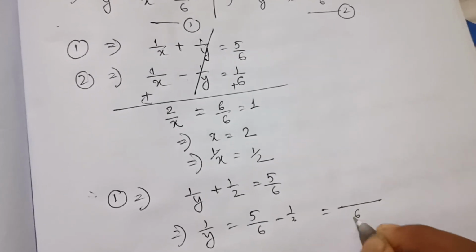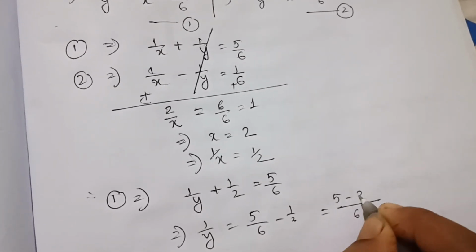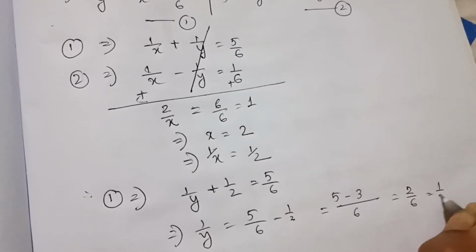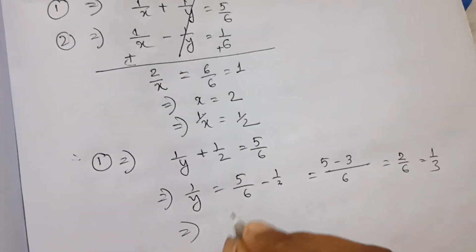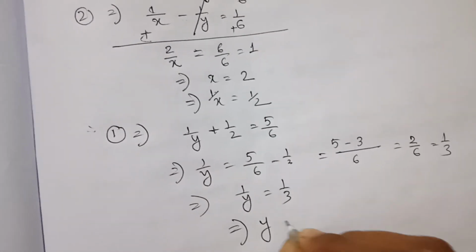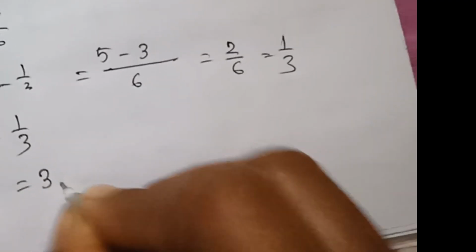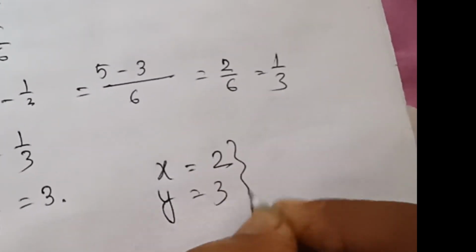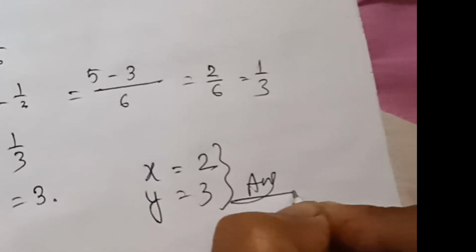So you just make it LCM. So it's 5 minus 3. That means it's 2 by 6. So it's ultimately 1 by 3. That means 1 by y equals 1 by 3. So we can write y equals 3. That means we have got x equals 2 and y equals 3. So these are the answers.